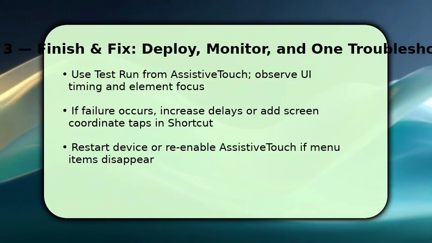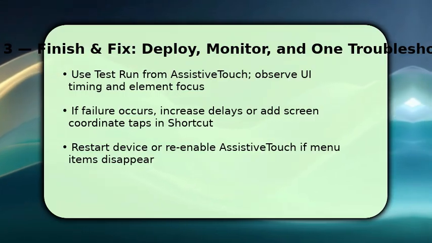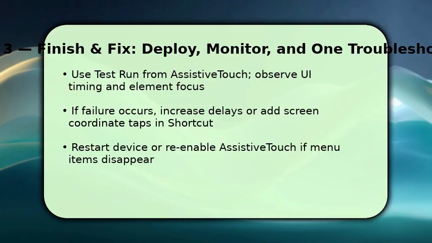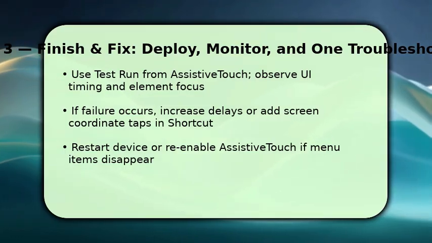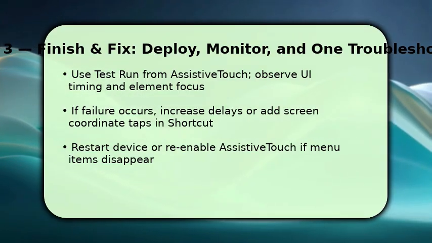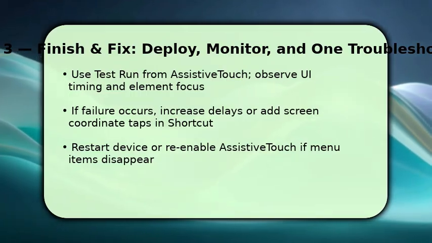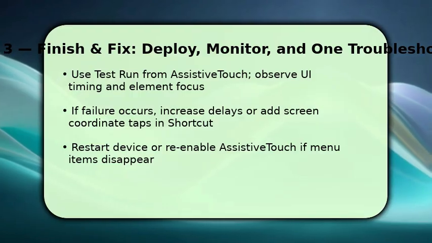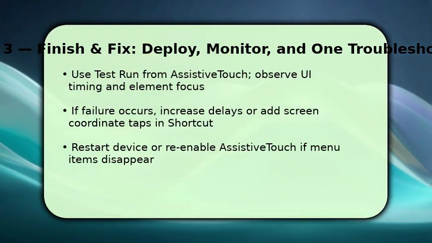If elements fail to respond, increase wait times in your shortcut or replace unreliable actions with precise screen coordinate taps. This fixes timing and focus issues. If the action disappears or misfires, restart the device, re-enable Assistive Touch, and confirm shortcut permissions.